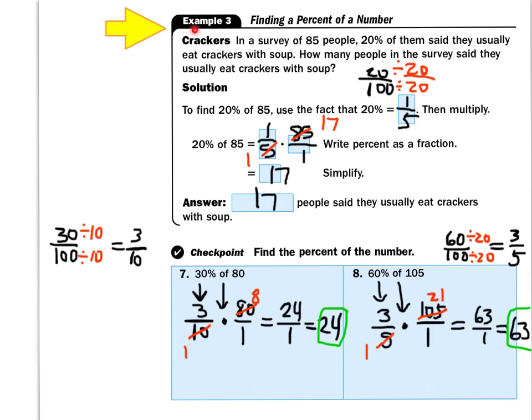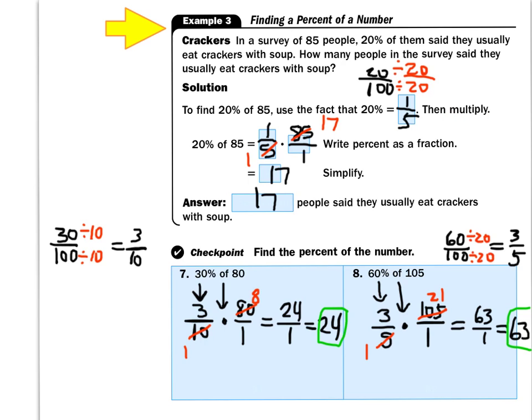All right, so take a look at example 3. In a survey of 85 people, 20% of them said they usually eat crackers with their soup. How many people in the survey said they usually eat crackers with soup? So we really have to figure out what 20% of the total 85 is. And so let's use the fact that 20% would mean 20 out of 100, and if we reduce that, divided both by 20, we would get 1 out of 5.